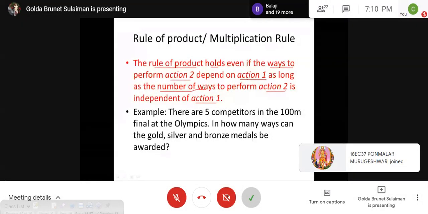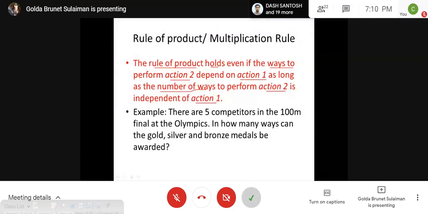What does it mean? That means that the action is following some other thing. Here our sequence is action 1 followed by action 2. You perform action 1, which is independent; it did not depend on anything. To perform action 2, you have some dependency on action 1. But the number of ways of performing action 2 is independent of action 1. As long as this condition holds, you can apply the rule of product.